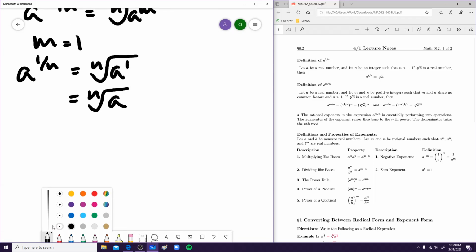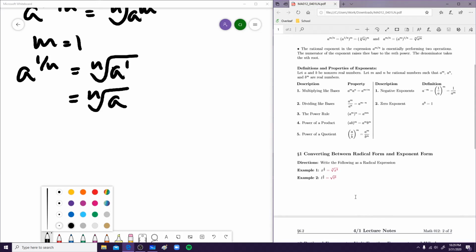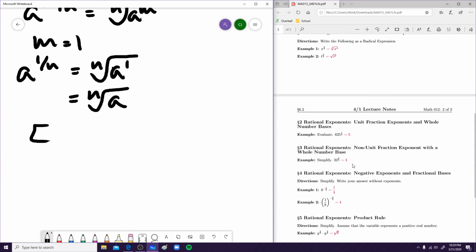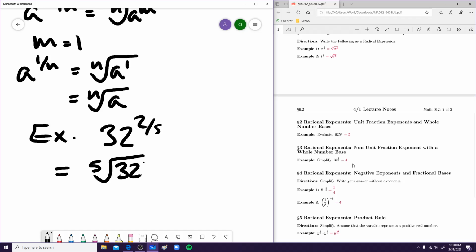So now, let's continue. Let's do the example. So in the example, it's asking us to simplify 32 to the 2/5. Simplify, evaluate, same thing. Right? So before we continue, I'm going to rewrite this. So 32 to the 2/5, this is equal to the 5th root of 32 squared.